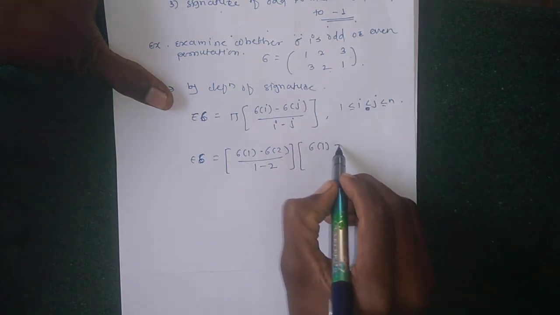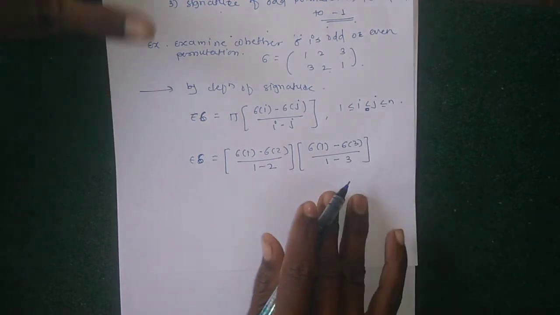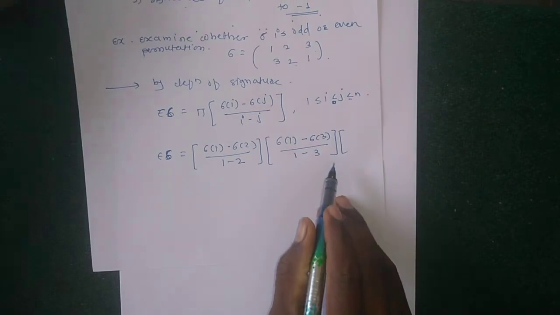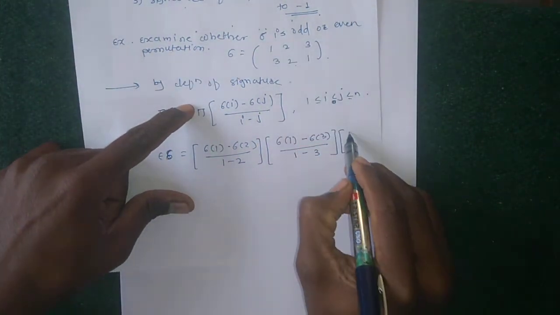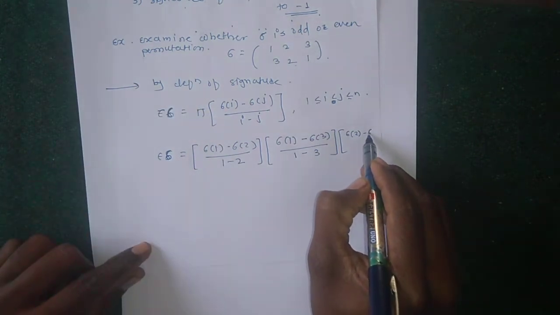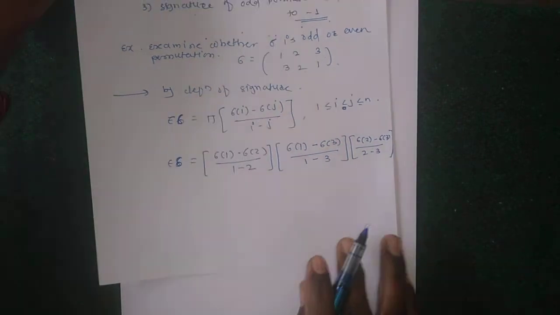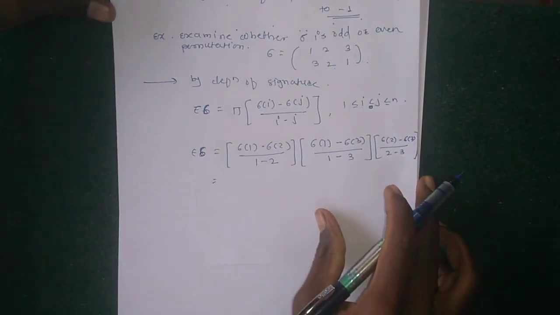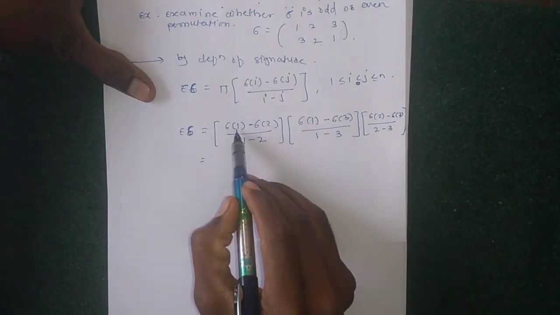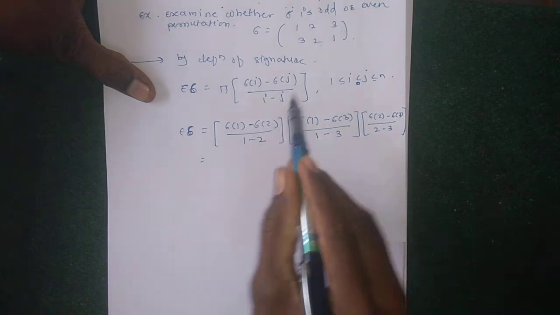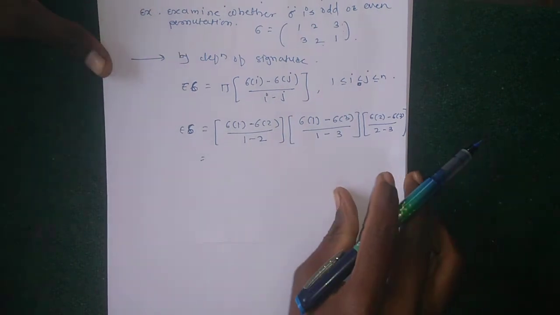Okay, (σ(1) − σ(3)) divided by (1 − 3), and then the next element, i < j, is 2 and 3: (σ(2) − σ(3)) divided by (2 − 3). This is a product of 3 elements. And σ(1) minus σ(2), these are their values: σ(1) has value 3, σ(2) has value 2, σ(3) has value 1, and the denominators stay as they are.